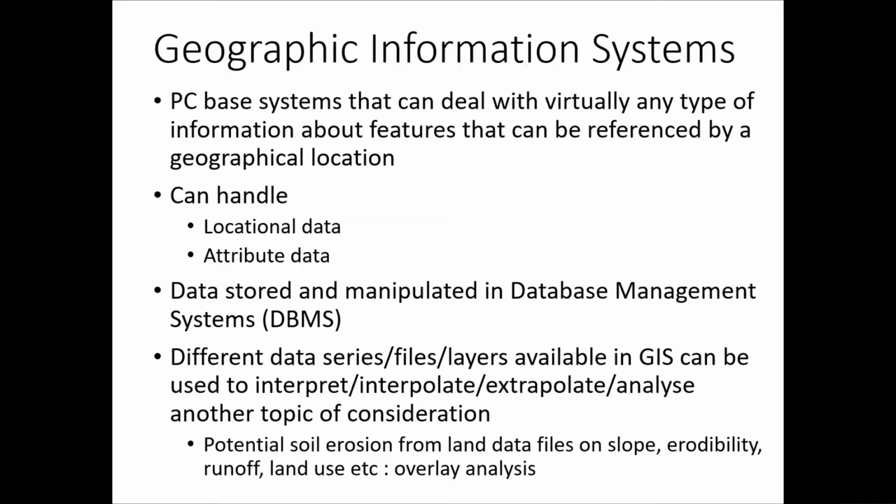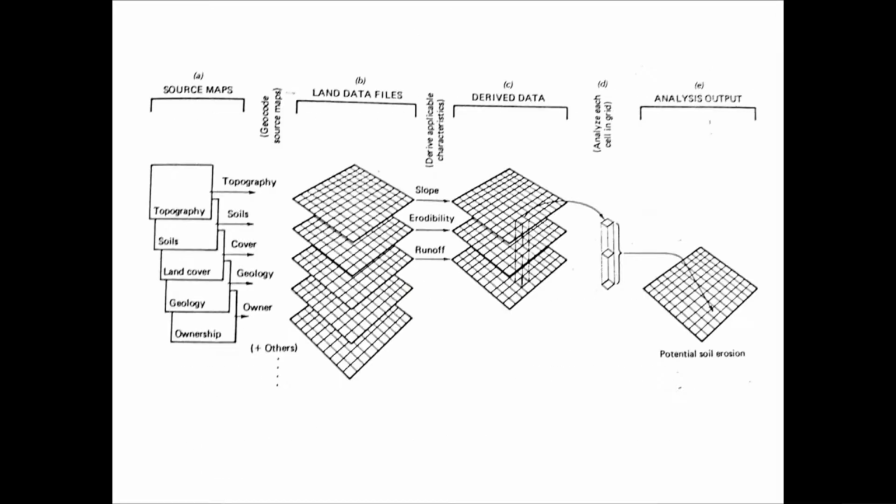Soil type is one thing, density of the soil, surface runoff and flooding. All these factors will contribute to soil erosion, isn't it? All these data can be merged to identify whether there is potential soil erosion at a particular land, isn't it? Do you agree? So here you can see, this is a classic example of overlay analysis. Here you have the source map. You have different data: the topography, the soil, the land cover, geology, ownership, all these data you have, right?